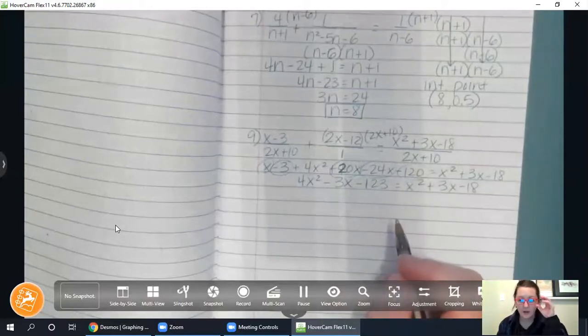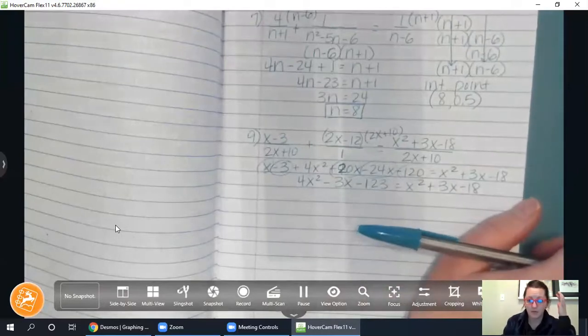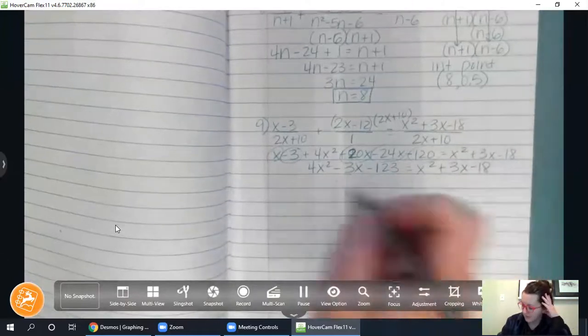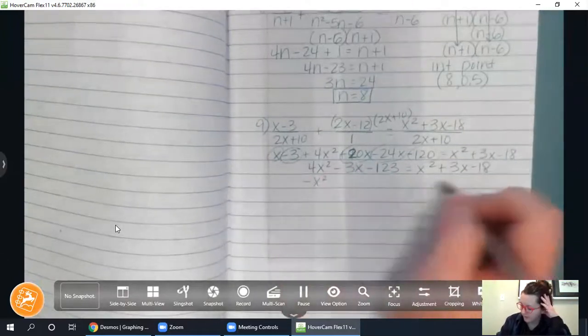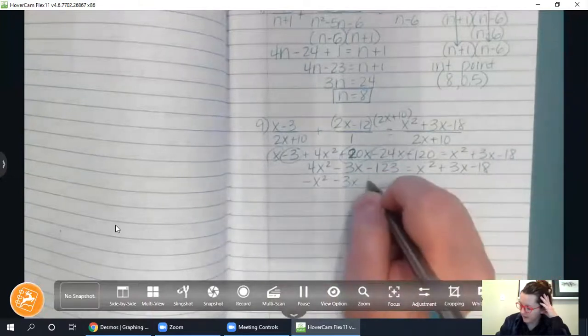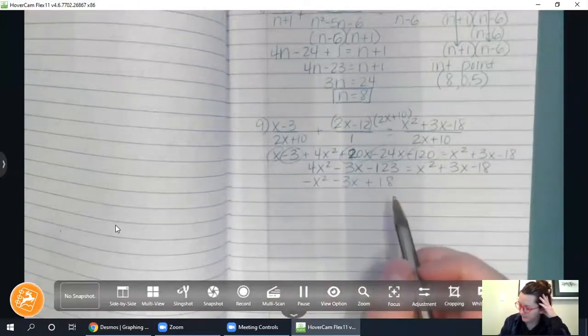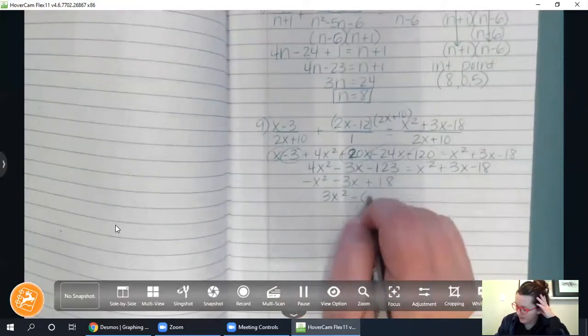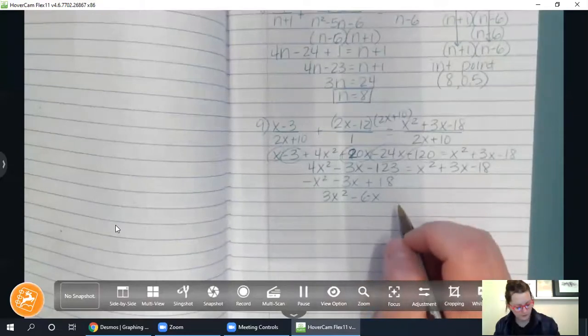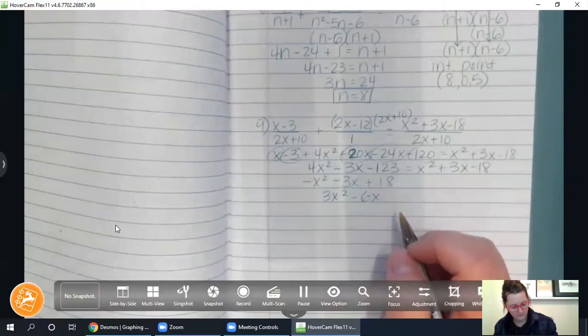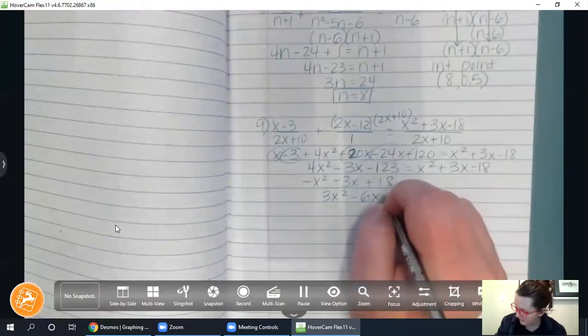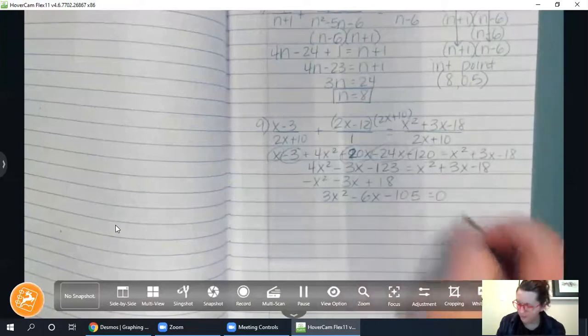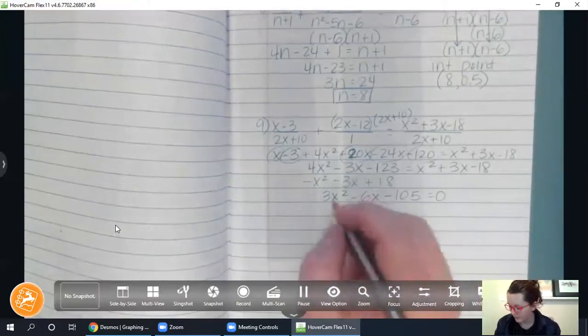Whenever you see an x squared and an x, that's my mental cue to think, okay, I got to get everything on one side and factor. That's what my next step is, right? So I'm going to subtract the x squared, subtract the 3x, add the 18 here. So we have 3x squared, minus 6x, and 120 minus 18 is 105. All right, that was better than I thought it was going to be. Equals 0.